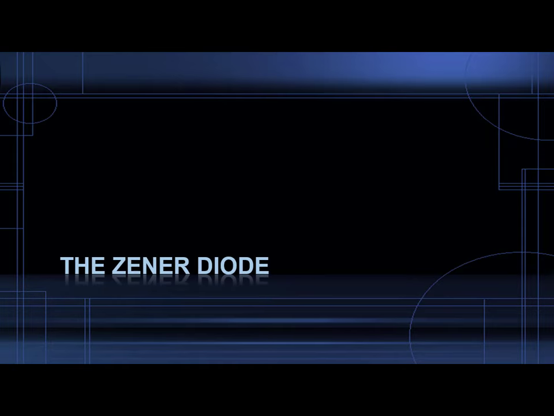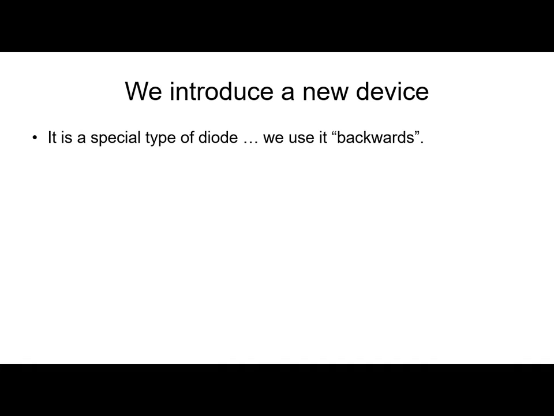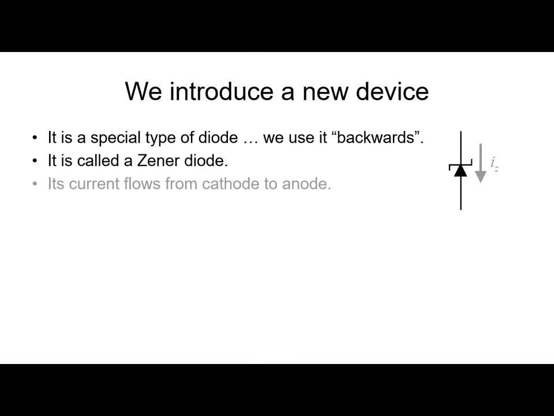Tonight we introduce a new electronic device, the Zener Diode. This is a very special type of diode. We use it backwards. It's called the Zener Diode. We do not use it to rectify currents or voltages. We use it to make constant a certain voltage at a load.